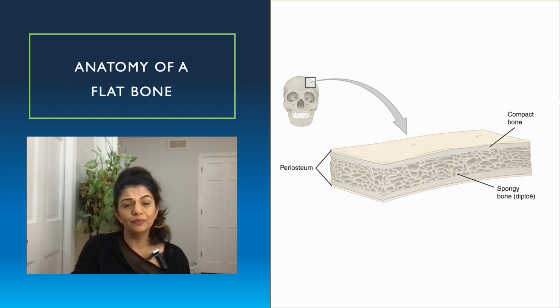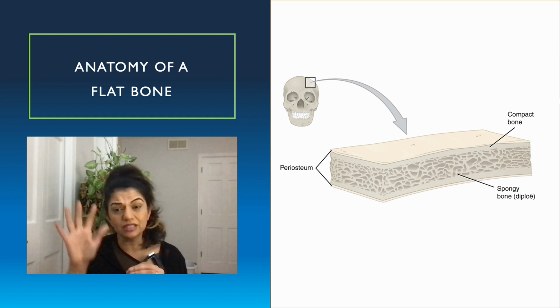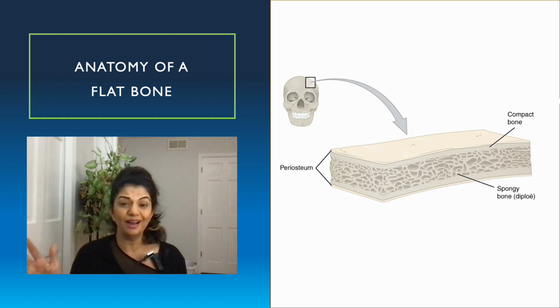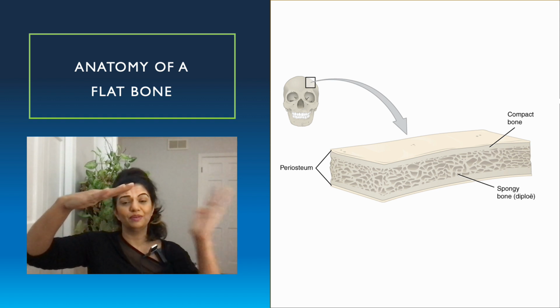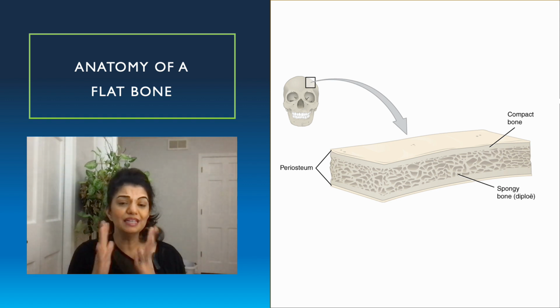Okay, now we're going to look at the anatomy of flat bone, right? It's a little different. It's still got compact bone, it's still got spongy bone, but instead of a house, think of it as a sandwich, right? We've got compact, then we've got spongy, and then we've got compact bone. And the reason for this is very specific.